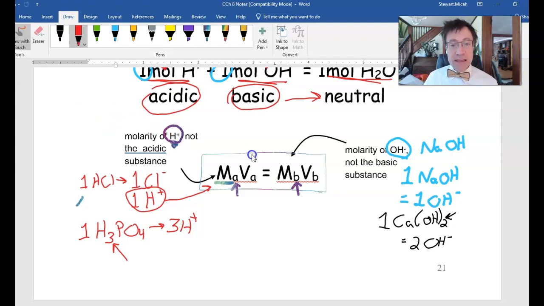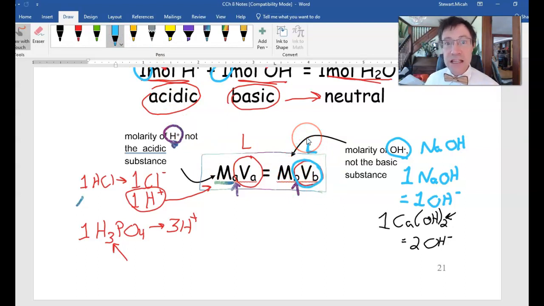The other thing is that this volume, for right now, I'm going to ask that everybody switches that volume to liters. Technically speaking, you don't need to, but to be safe, to make sure that you get it right every single time, I want this volume in liters, and I want this volume right here to also be in liters. You guys get what I'm saying? So those are the 2 things you got to watch out for. Where are you going to find this equation? Reference charts.